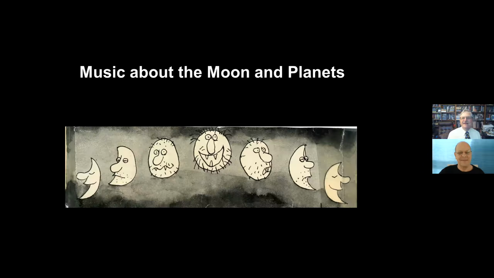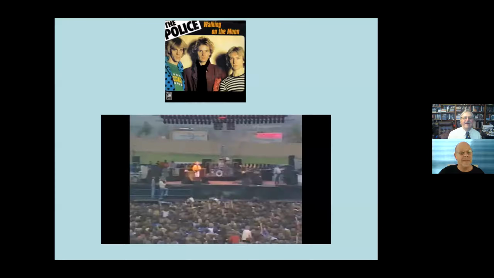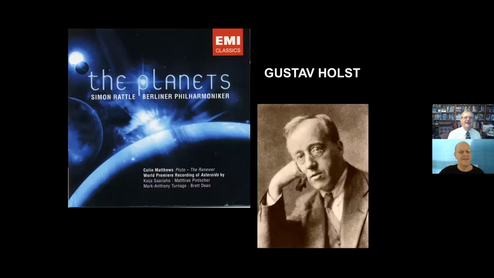There's certainly lots of music about the moon and the planets. I'll just give you a few of these. My favorite song is Walking on the Moon by the Police, in which the idea of walking on the moon and feeling light because of the gravity is compared to the sense of being in love. And I think that's a very nice and romantic song.